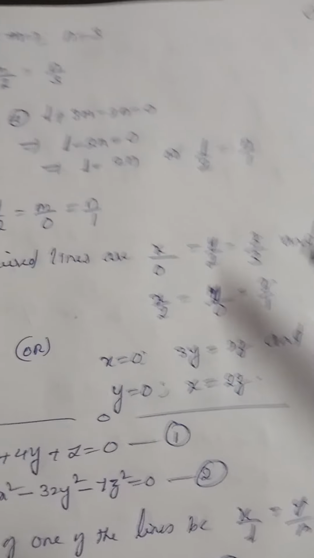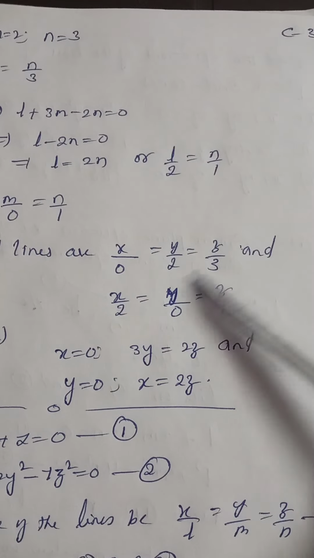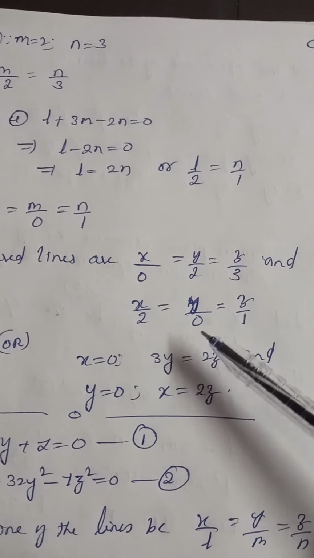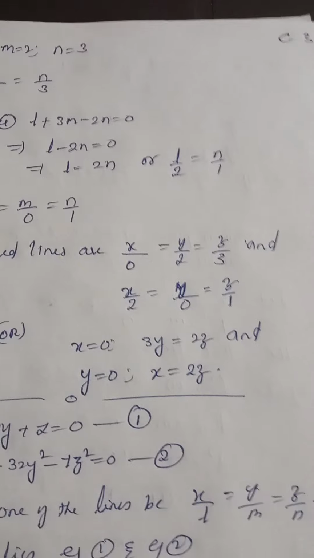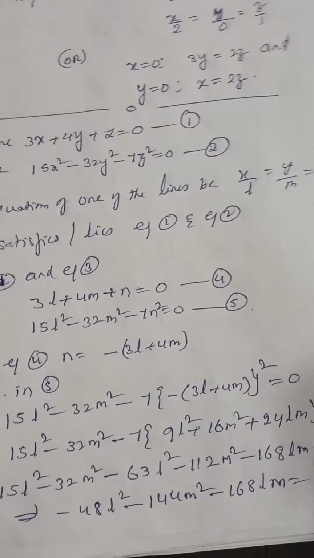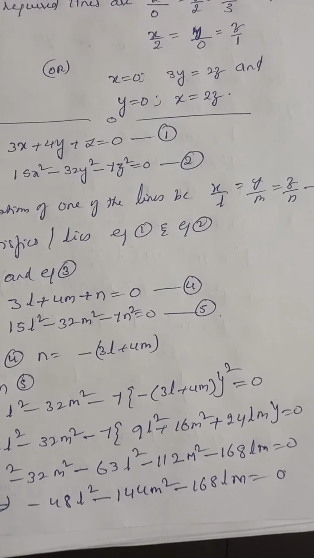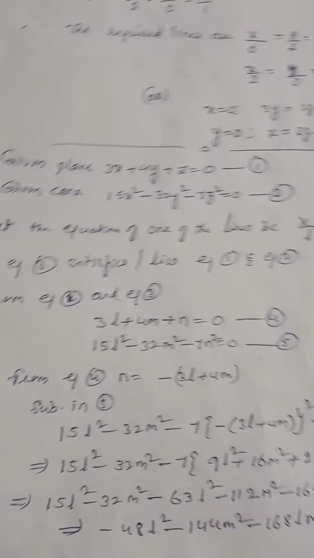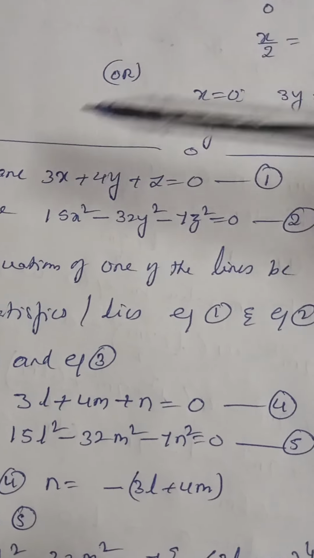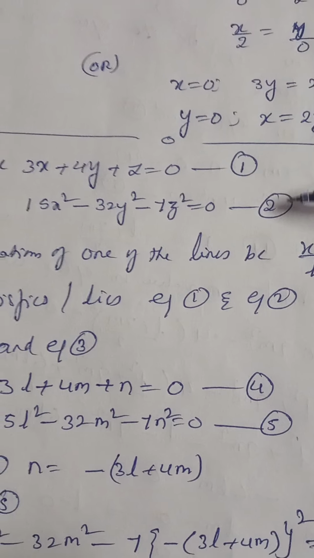Now either those lines can be represented by this notation or this notation, right? Now once again, given the plane, what we have to find are the lines of intersection of the plane and the cone. Now second problem, we are writing the given equation of the plane and the given cone equation.